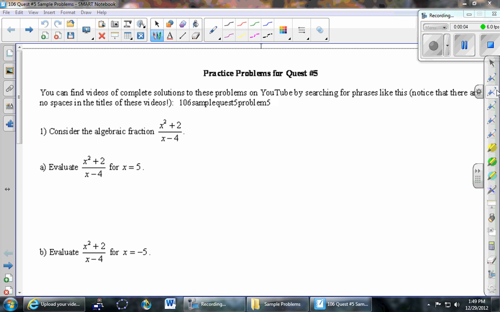This is problem number 1 on the practice problems for quest number 5. Consider the algebraic fraction (x squared plus 2) over (x minus 4). Part A: evaluate (x squared plus 2) over (x minus 4) for x equals 5.